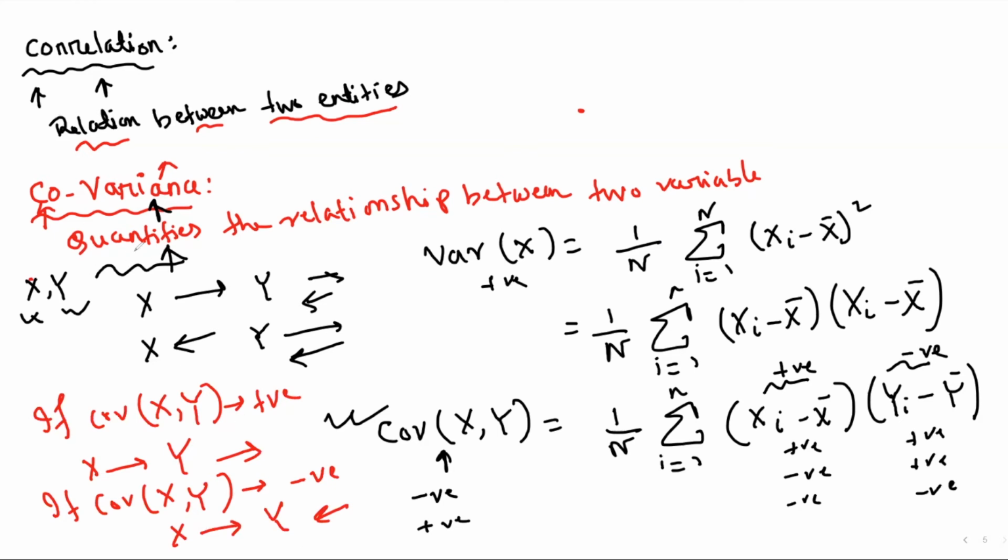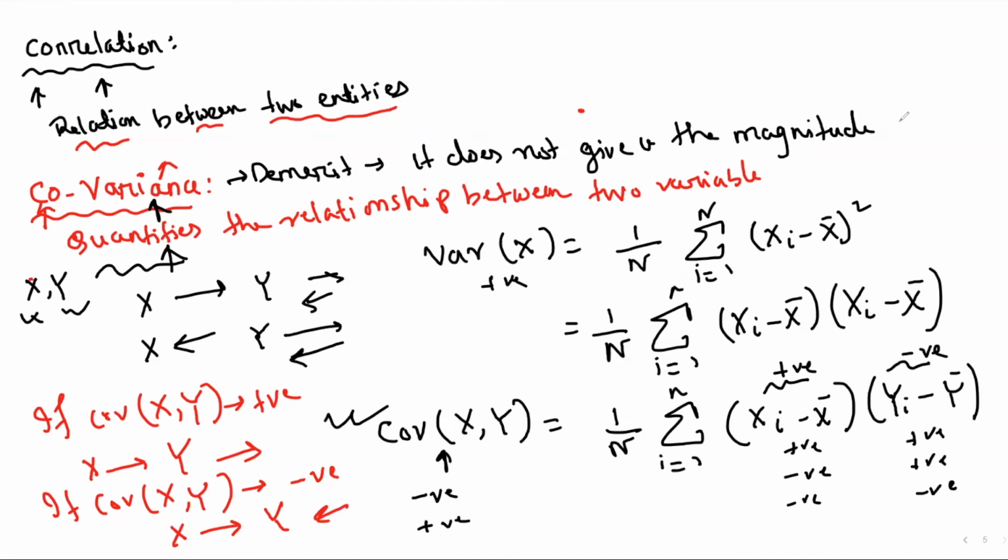So this is the formula for covariance, and this is what covariance actually is. One demerit of covariance, I will come to that, is that it does not give you the magnitude of how much positive or how much negative they are.